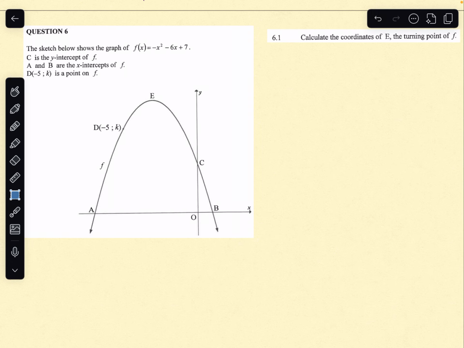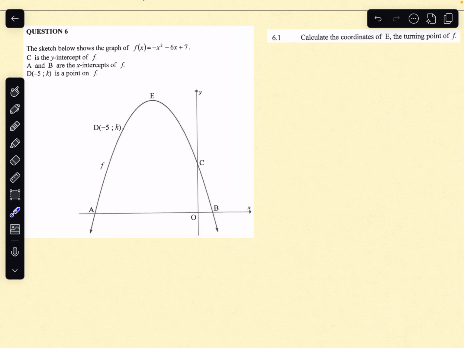And today we're looking at the department's May 2022 paper 1, question 6. Here we go. The sketch below shows the graph of f of x is equal to minus x squared minus 6x plus 7. So that's a parabola, and we can see from the diagram that it's a sad parabola, right, because of that negative coefficient to the x squared.